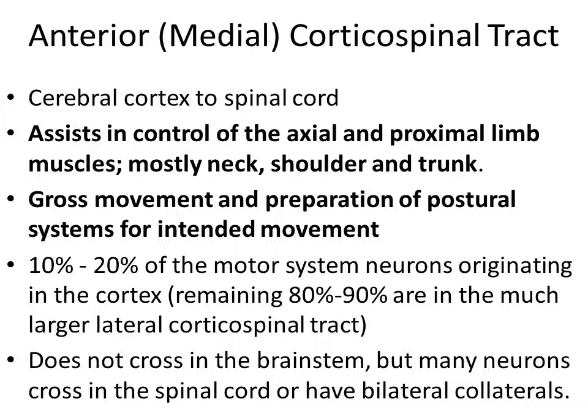The anterior corticospinal tract makes up somewhere around 10 or 20% of the motor neurons that start in the motor cortices area of the brain and travel down to the spinal cord. The majority of the neurons that start in the motor cortices are actually going to be in the lateral corticospinal tract, which we will talk about shortly.